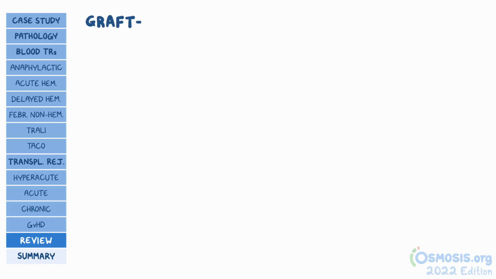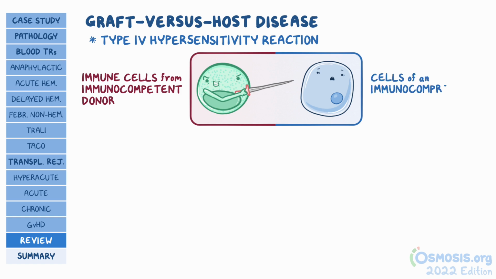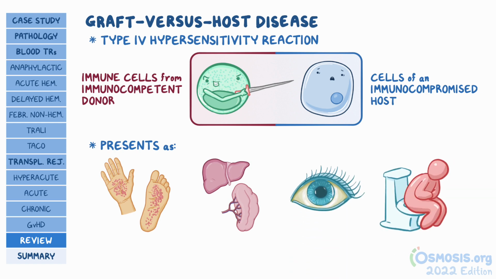Finally, graft versus host disease is a type 4 hypersensitivity reaction where the immune cells in the graft from an immunocompetent donor reject the cells of an immunocompromised host. This most often presents as a maculopapular rash, hepatosplenomegaly, jaundice, and diarrhea.